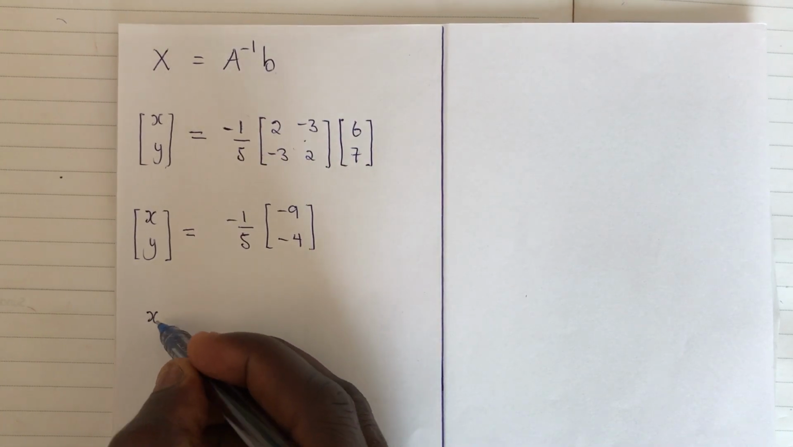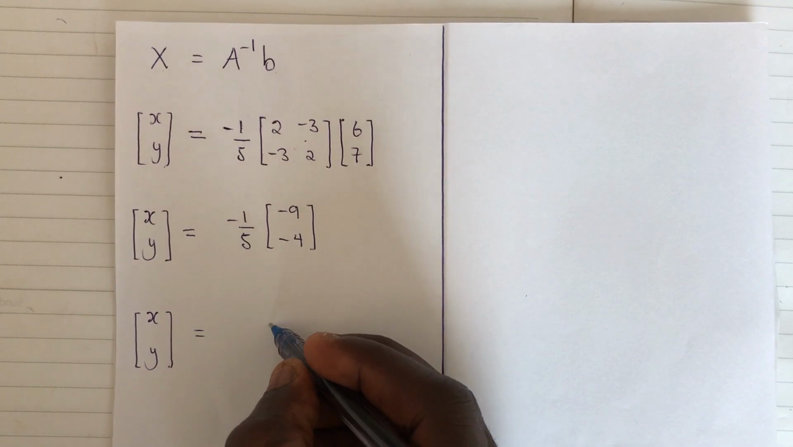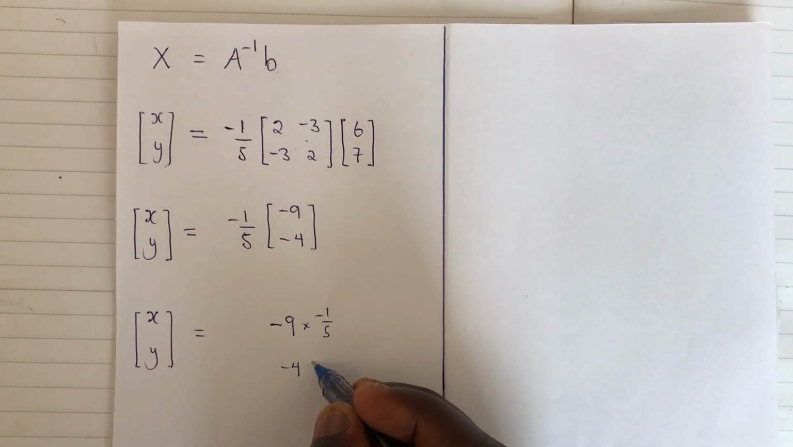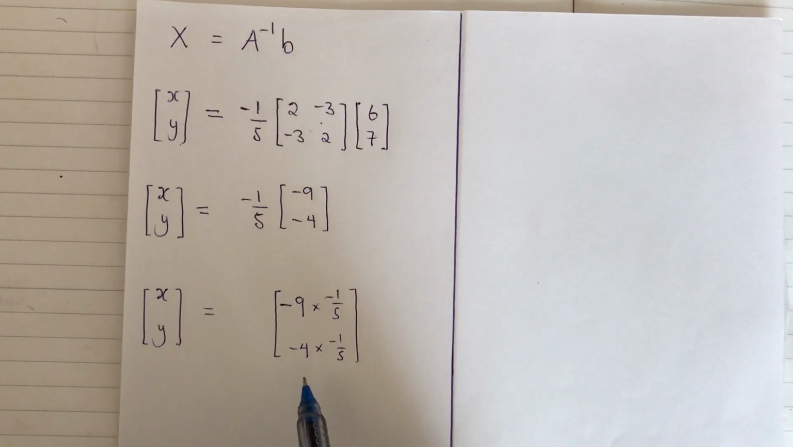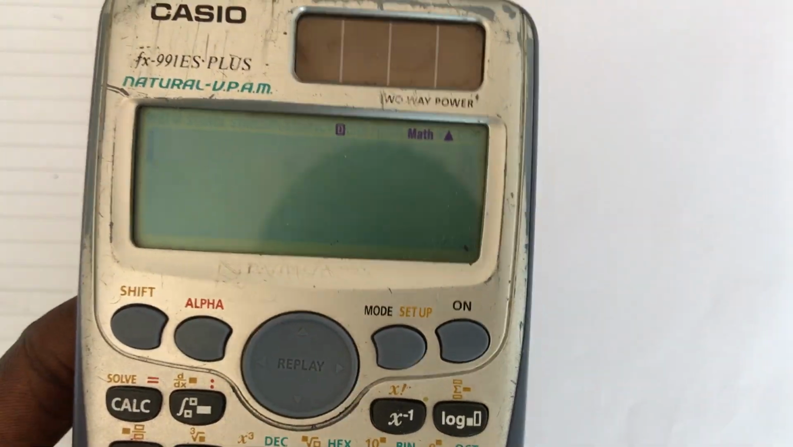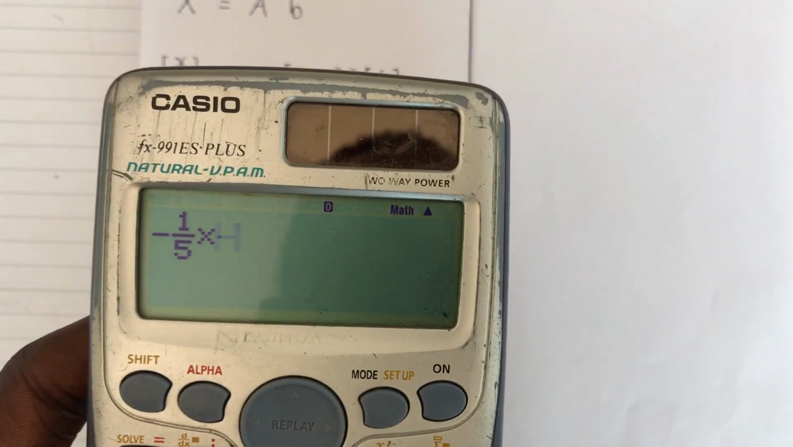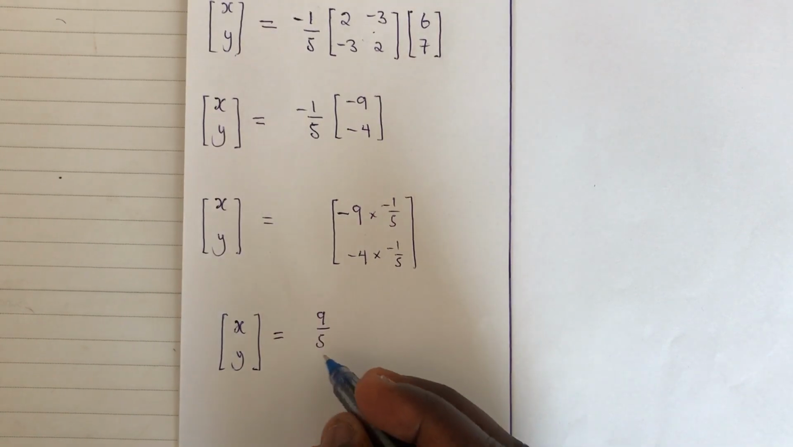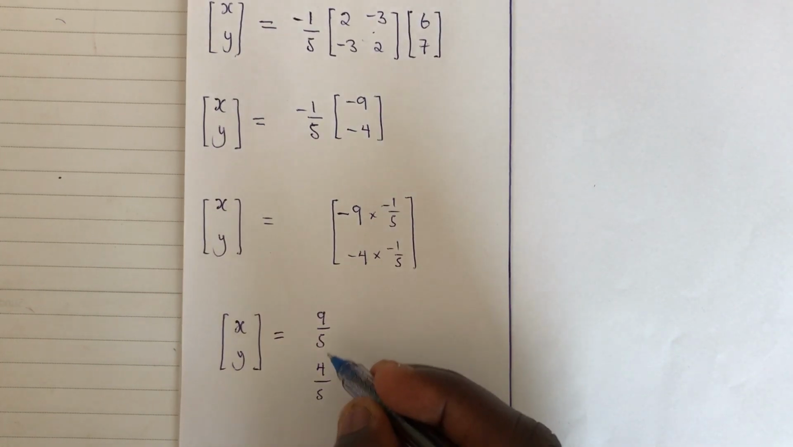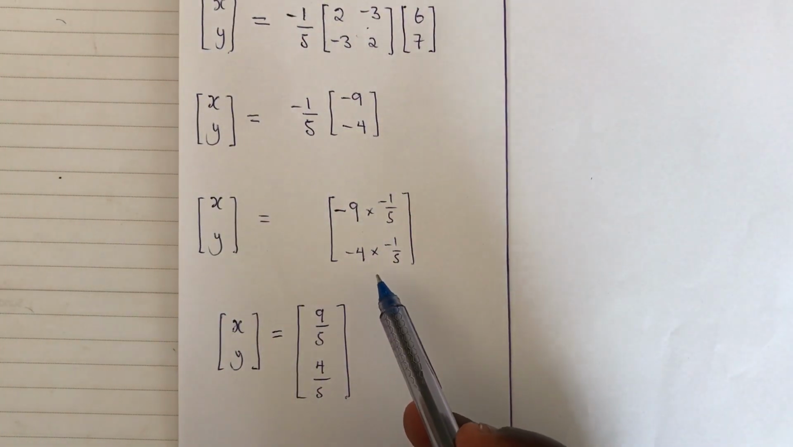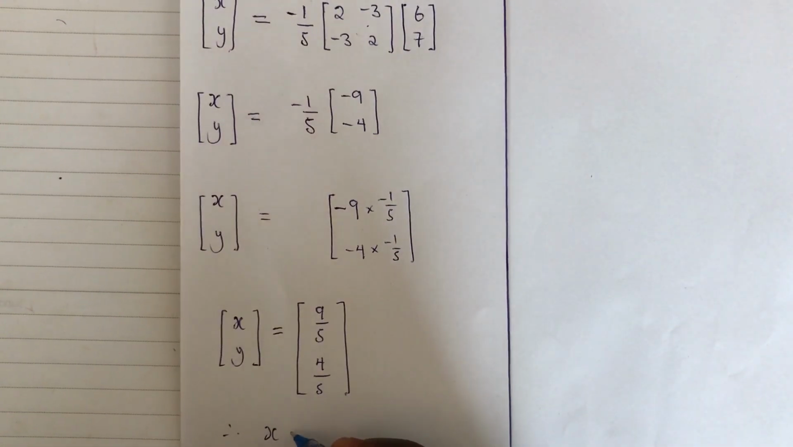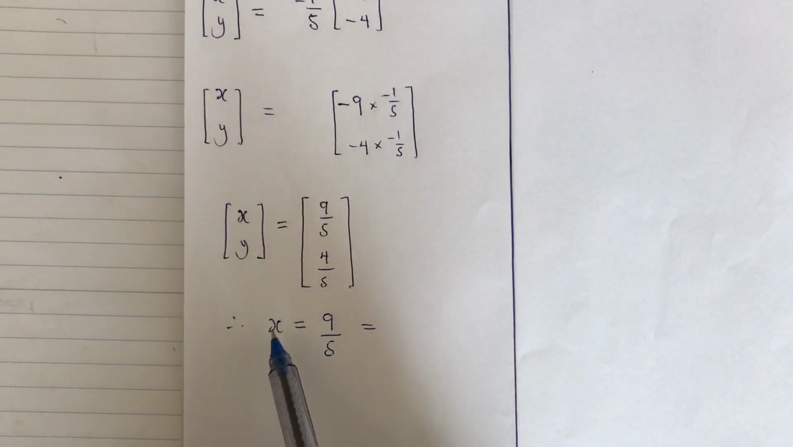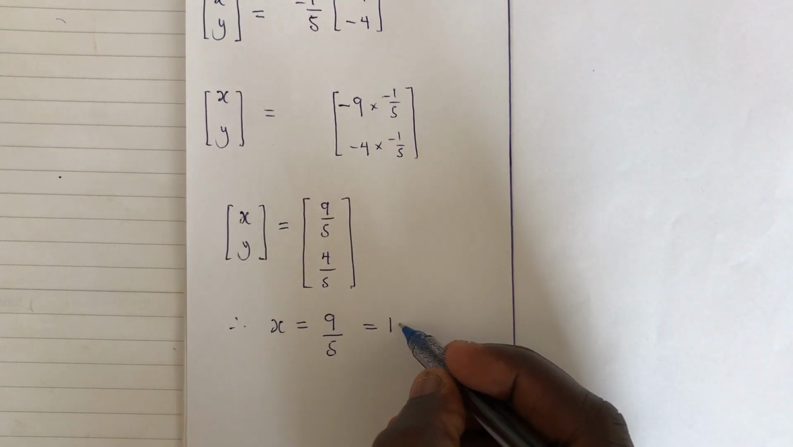So all you need to do is you have x, y equals minus 9 times minus 1 over 5. And then we have minus 4 times minus 1 over 5. There's no need for you to write this step. You can just use the calculator and punch minus 1 over 5 times minus 9. This is giving us 9 over 5. We all know that. So we have 9 over 5 and 4 over 5. So therefore, x equals 9 over 5, which is approximately 1.8.